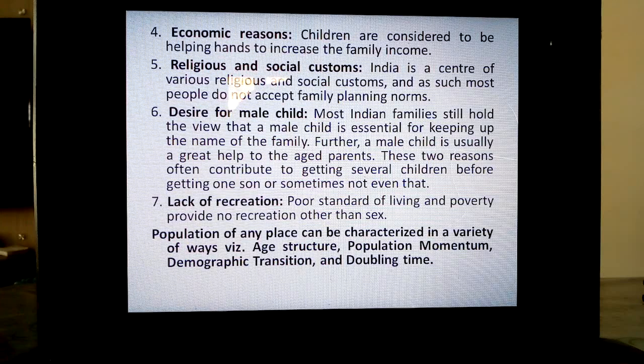Lack of recreation, poor standard of living, and poverty provide no recreation other than sex. So that is also one of the reasons they have more children.